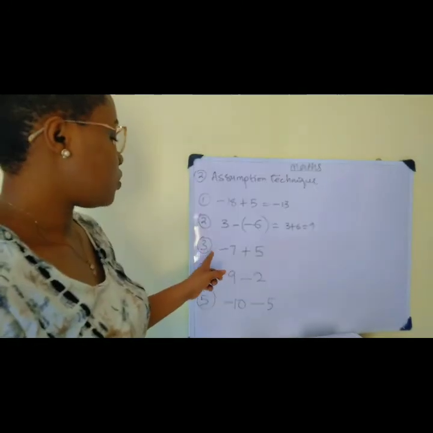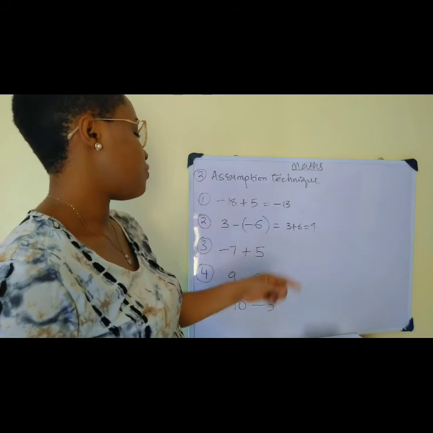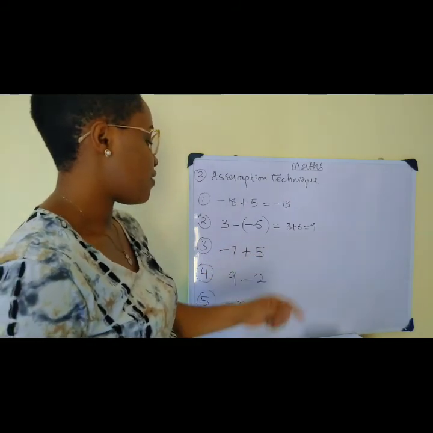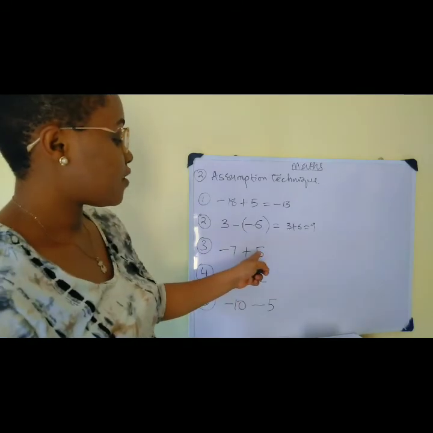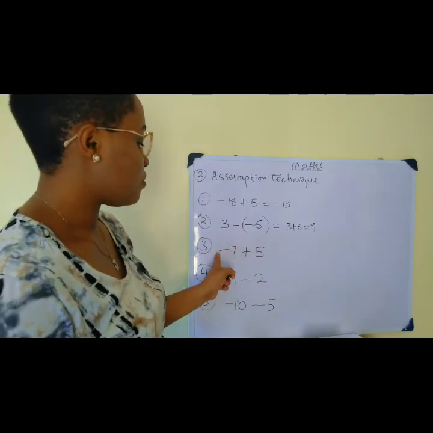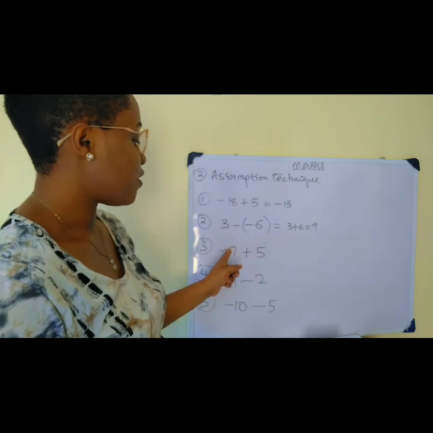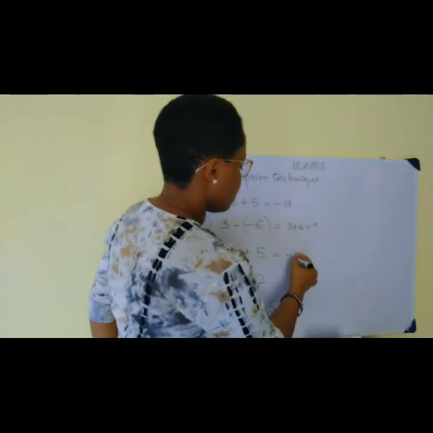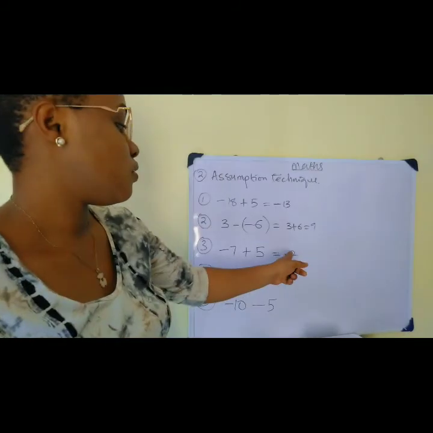And the third one is negative 7 plus 5. So you're owing 7 and you have 5 at hand. So 5 cannot pay the whole of this completely. You're going to pay 5 and you still have a remainder of 2. That is negative 2. So you're still owing 2.